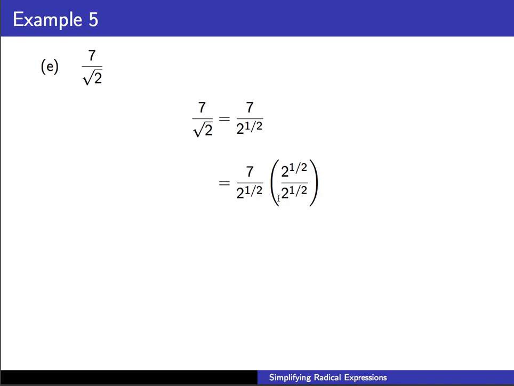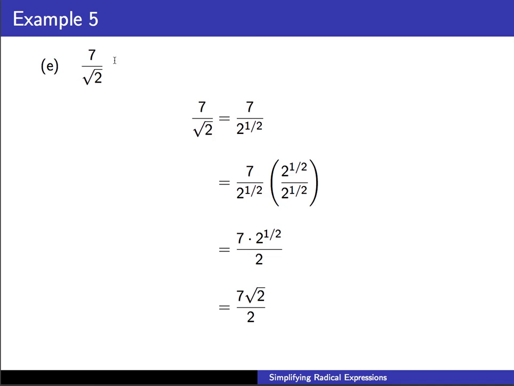If we multiply the denominator by 2 to the 1/2 power, we must also multiply the numerator by 2 to the 1/2 power. So our goal, when we write the denominator with rational exponents, is to multiply it by something so that your exponents add up to 1. And whatever you multiply the denominator by, you also have to multiply the numerator by. So this will give us 7 times 2 to the 1/2 power, and then we have 2 to the 1/2 times 2 to the 1/2 is 2 to the 1st, or just 2. And 2 to the 1/2 power is the square root of 2. So we have 7 times the square root of 2 all over 2.